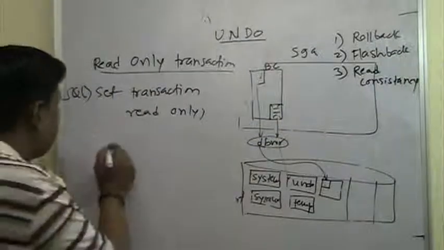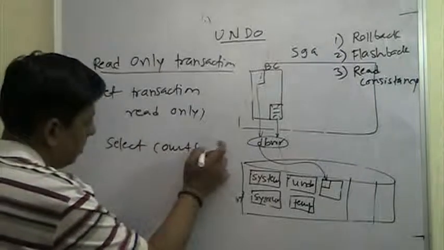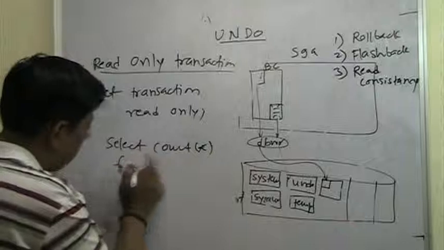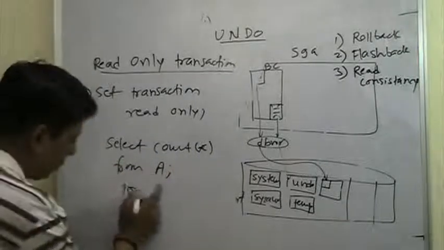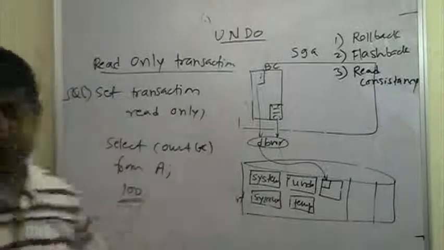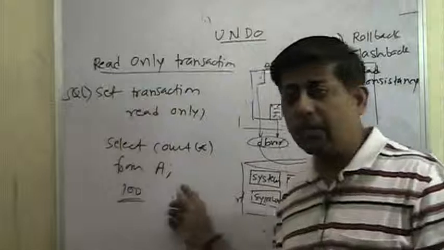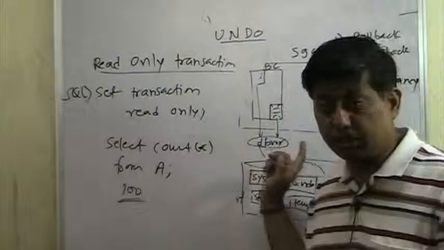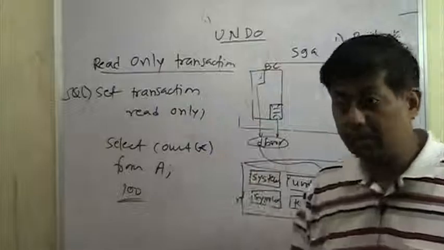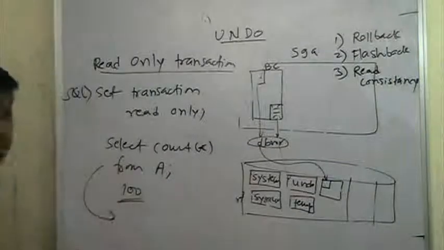So let us say I say select count star from table A, and I see the table has 100 rows. In the second session, I go somewhere else and I say delete from table A. I have deleted all the rows, and I also say commit in my second session. Everything is done. Again I come back and execute the same statement: select count star from A.